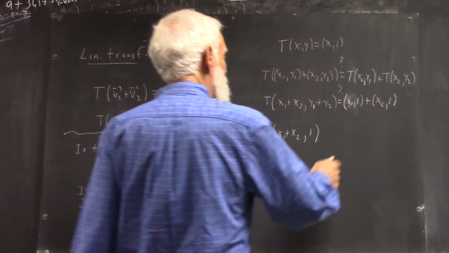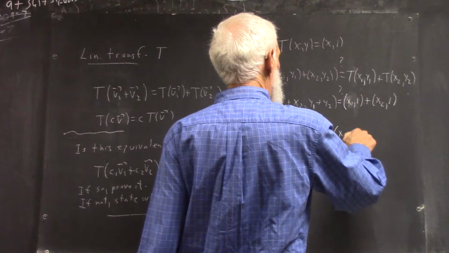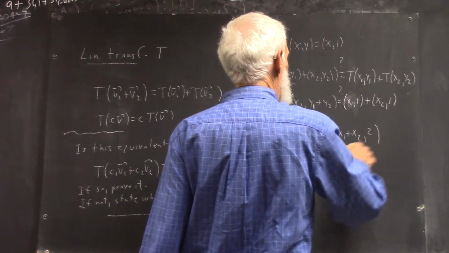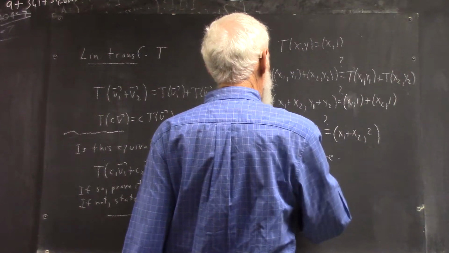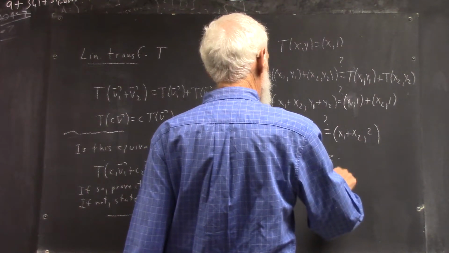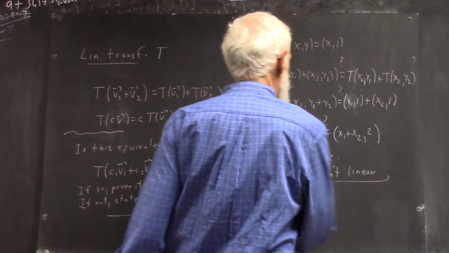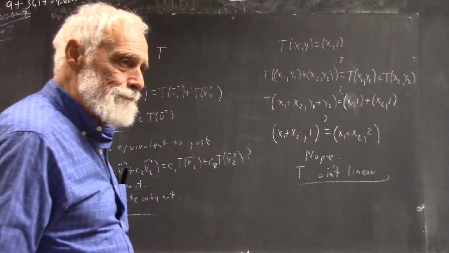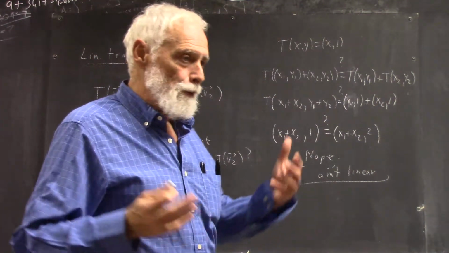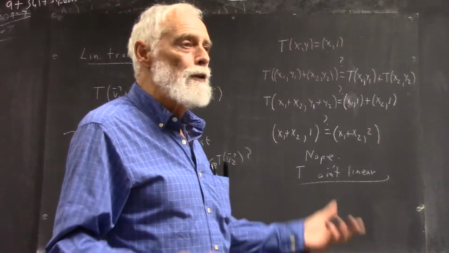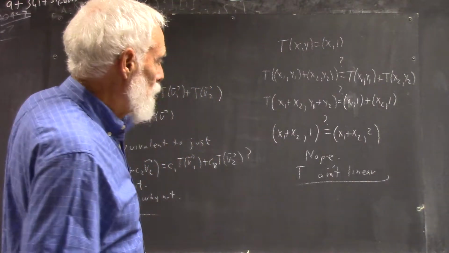Okay? Nope, T ain't linear. Now, ain't is much better than isn't, because isn't has two syllables. Why say two syllables when you can say one? I just don't know about this language.